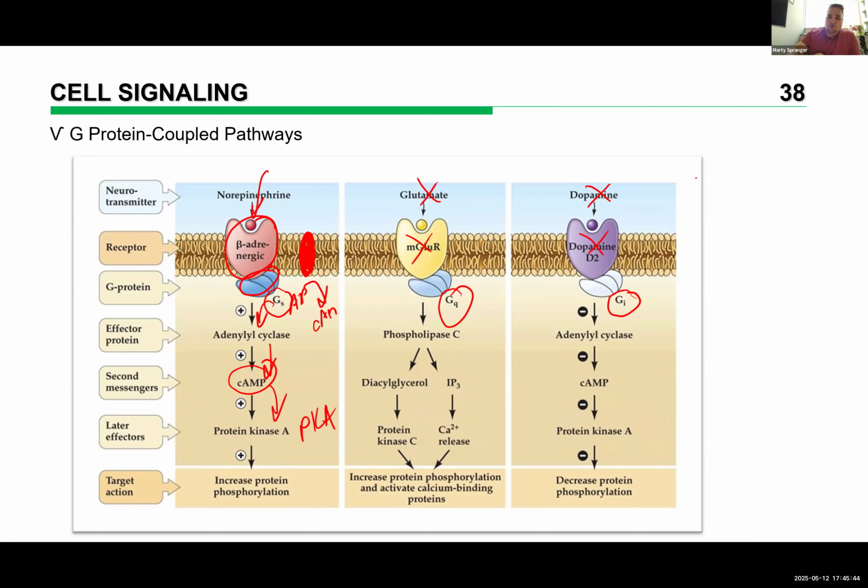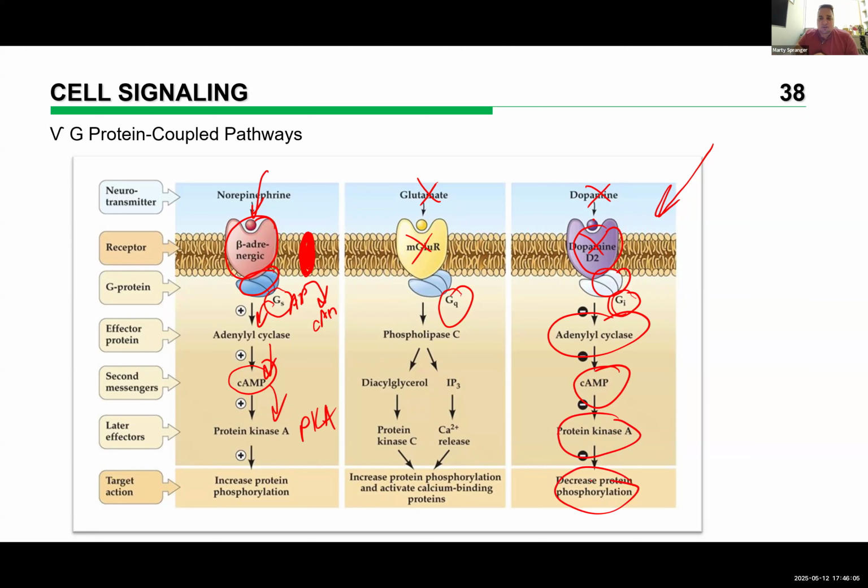Now, the flip side of that is over here. And this is a G sub I. So ligand binds to receptor, receptor activates an inhibitory protein, and that inhibits adenylate cyclase. So now your cyclic AMP levels are down, your protein kinase A activation is down, and you got less phosphorylation of protein.